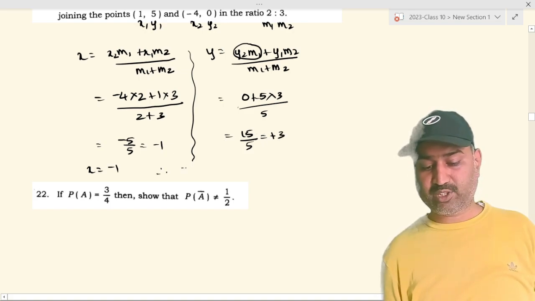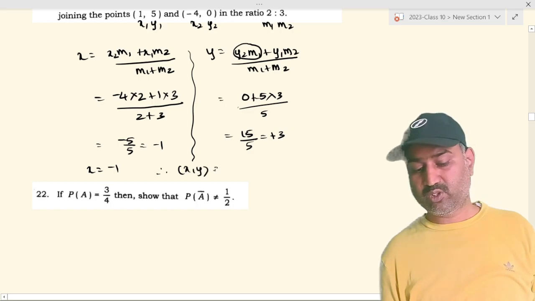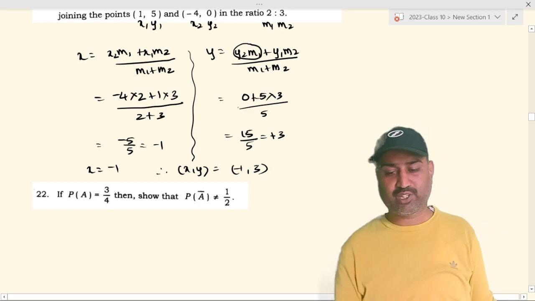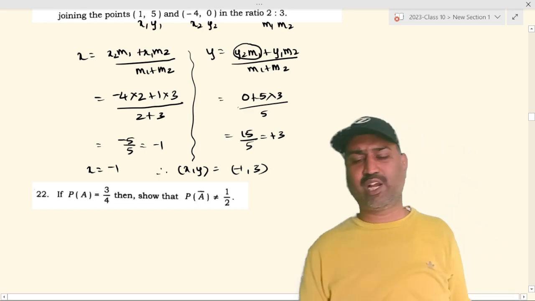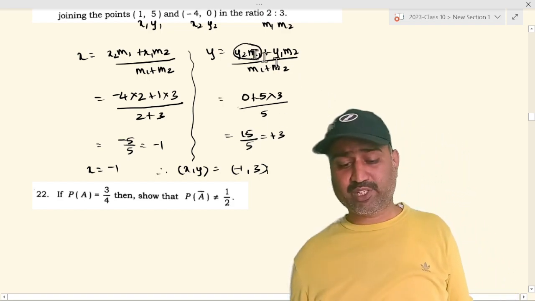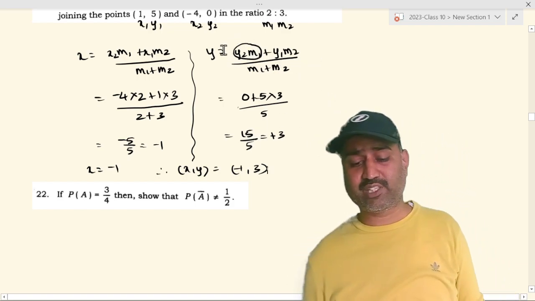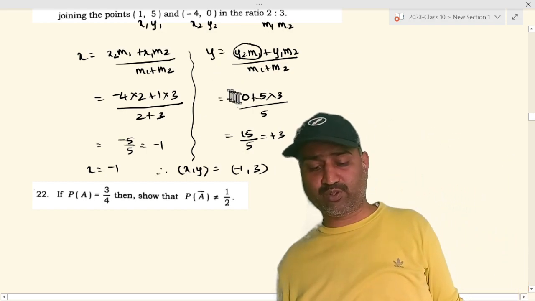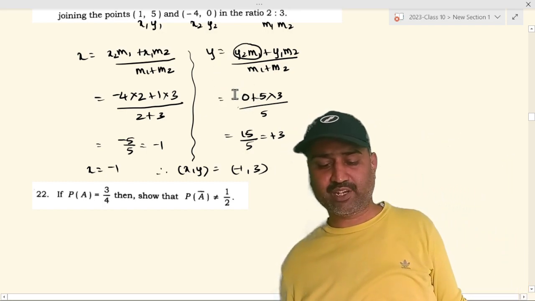Therefore, the coordinate x comma y is minus 1 comma 3. Again, a very easy question. Just apply the formula and substitute the values. You will get the answer. But don't make mistakes while solving the problems here. Remember this: y2 is 0, therefore directly I substituted 0 here. Hope you got a clear picture here.